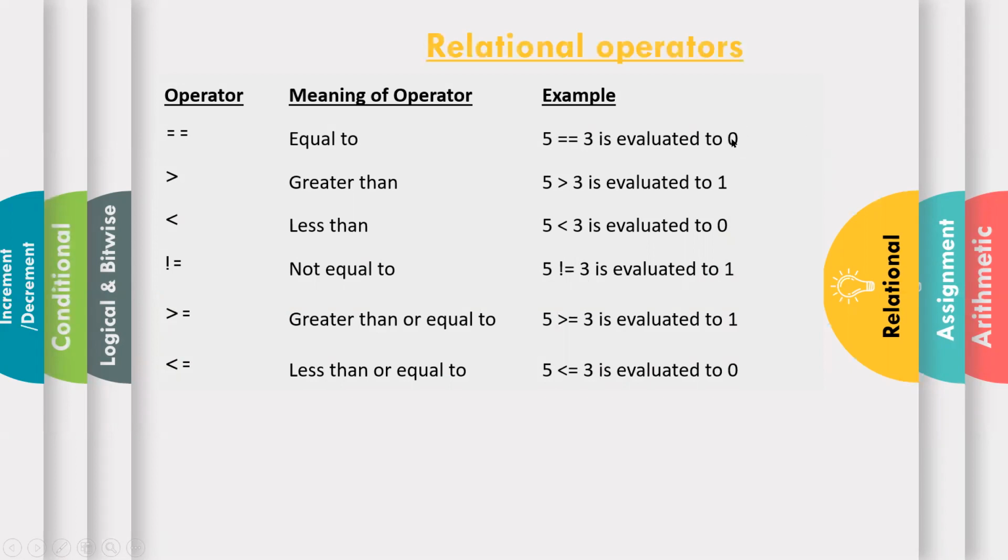So here you will get output false. False means 0. Similarly, 5 greater than 3 is true, so output is 1. 5 less than 3 is false, output is 0. 5 not equal to 3 is true, output 1. 5 greater than or equal to 3 is true and output is 1. 5 less than or equal to 3, false, output 0. So for any of these relational operators, you will get output either true or false, or 1 or 0. If you execute in C, you will get 0 for false and 1 for true.